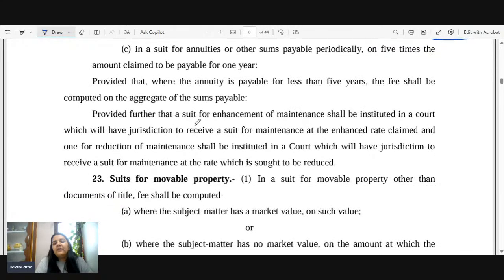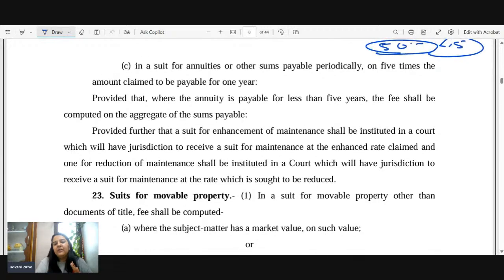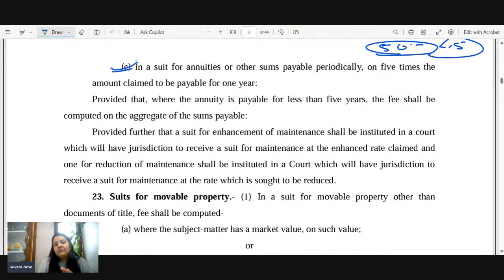Provided that where annuity is payable for less than 5 years, अगर annuity 5 years से कम है, the fee shall be computed on the aggregate of sum payable. Okay, see annuities generally ईयर टू ईयर होती है, बट अगर वो ईयर टू ईयर आपका 5 ईयर से कम है, इट्स ओनली फॉर 3 ईयर और 4 ईयर, तो उन 3 ईयर और 4 ईयर का जो एग्रीगेट होगा उस पर आपका फीस पेबल होगा.